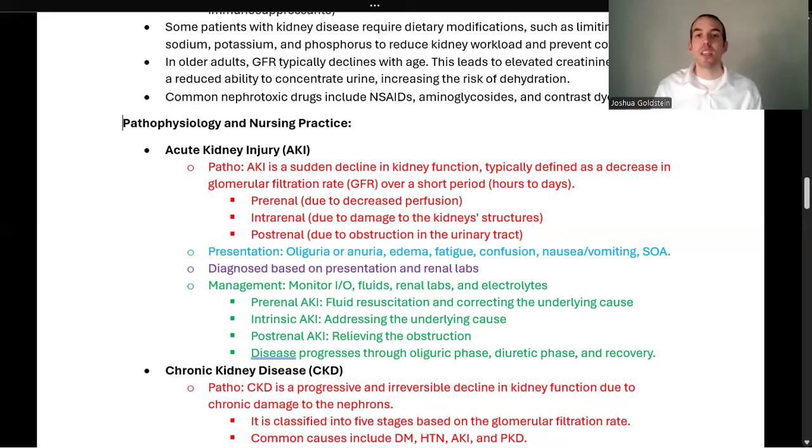Again, 90 to 120 is where we consider normal. And then we have stage 1, 2, 3, 4. So then we drop down from 90 to 60, which is going to be stage 1. From 60 to 30 is going to be stage 2. From 30 to 15 is going to be stage 3. And then ESRD would be stage 4, and that would be 15 or less.